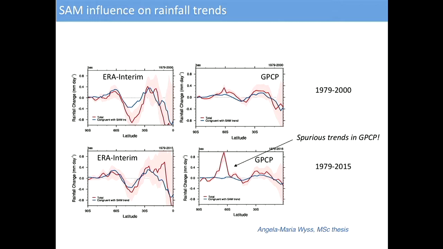So one difficulty working in the extratropics of the Southern Hemisphere that we have to be aware of is that the data sets and the reanalyses are really, we have to use them with a lot of caution. And this, I think, is due to an introduction of a new satellite in around 2000 that really messed up the rainfall.